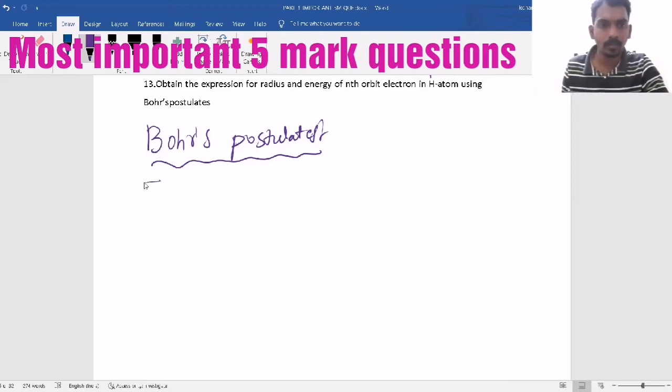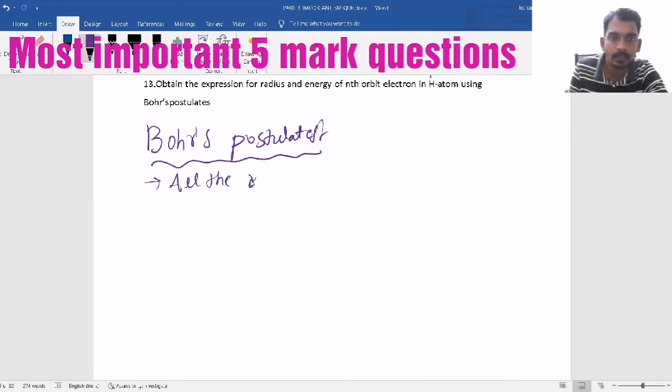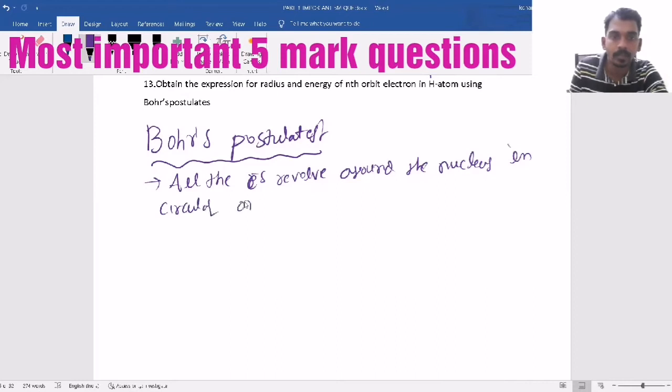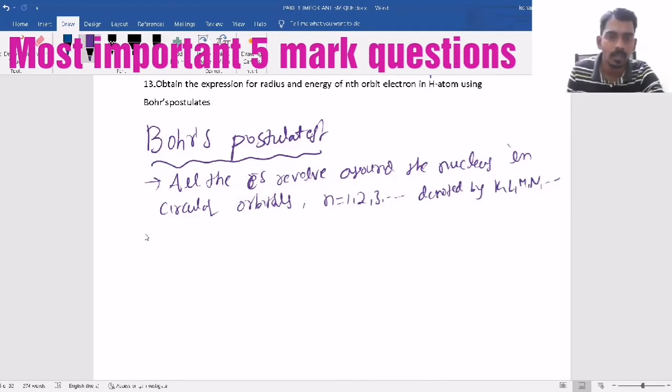See, the very first thing he tells is all the electrons revolve around the nucleus in circular orbits, where the circular orbits are numbered n equal to 1, 2, 3, denoted by K, L, M, N, and so on.